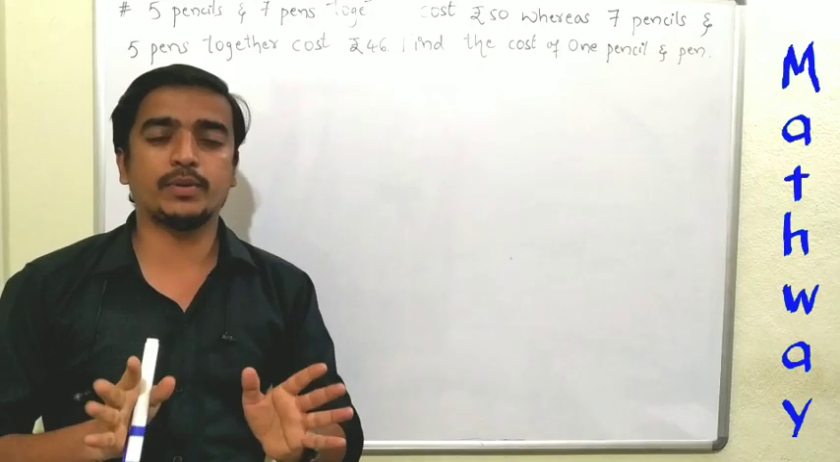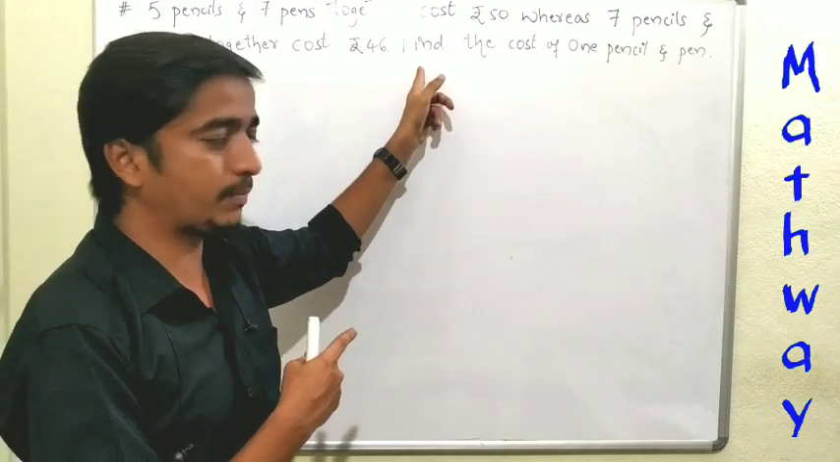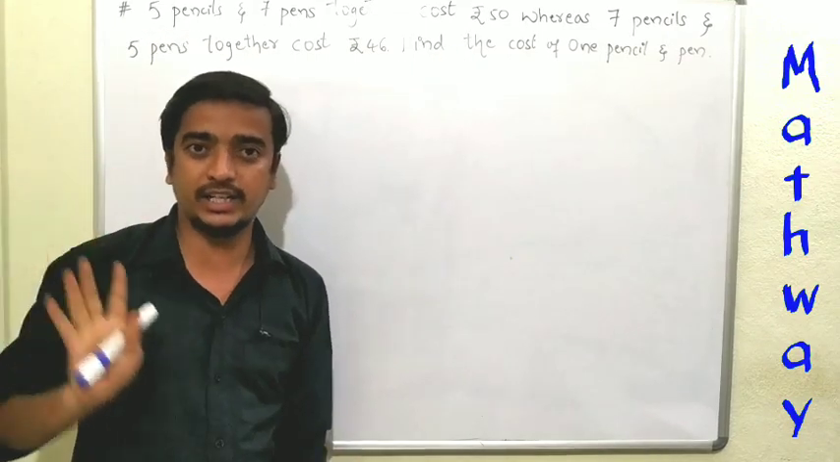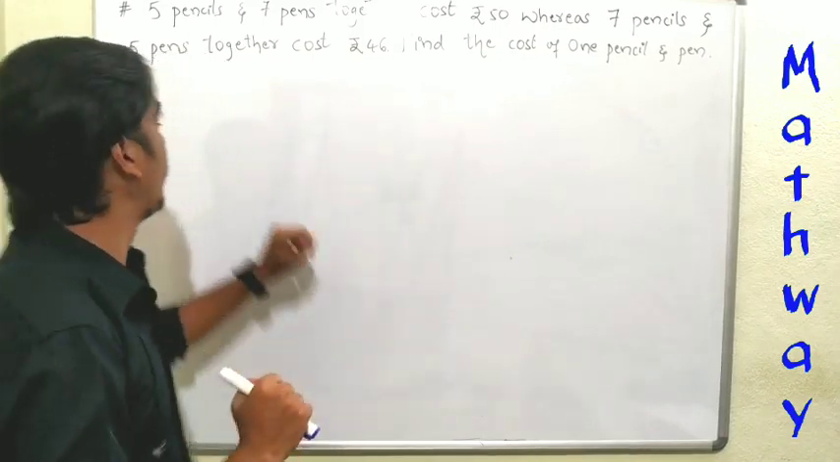You will get approximately 5 to 6 marks from this chapter. So compulsorily we can expect one word problem like this and one question with direct equations. Now let us see how to solve this problem using the elimination method.